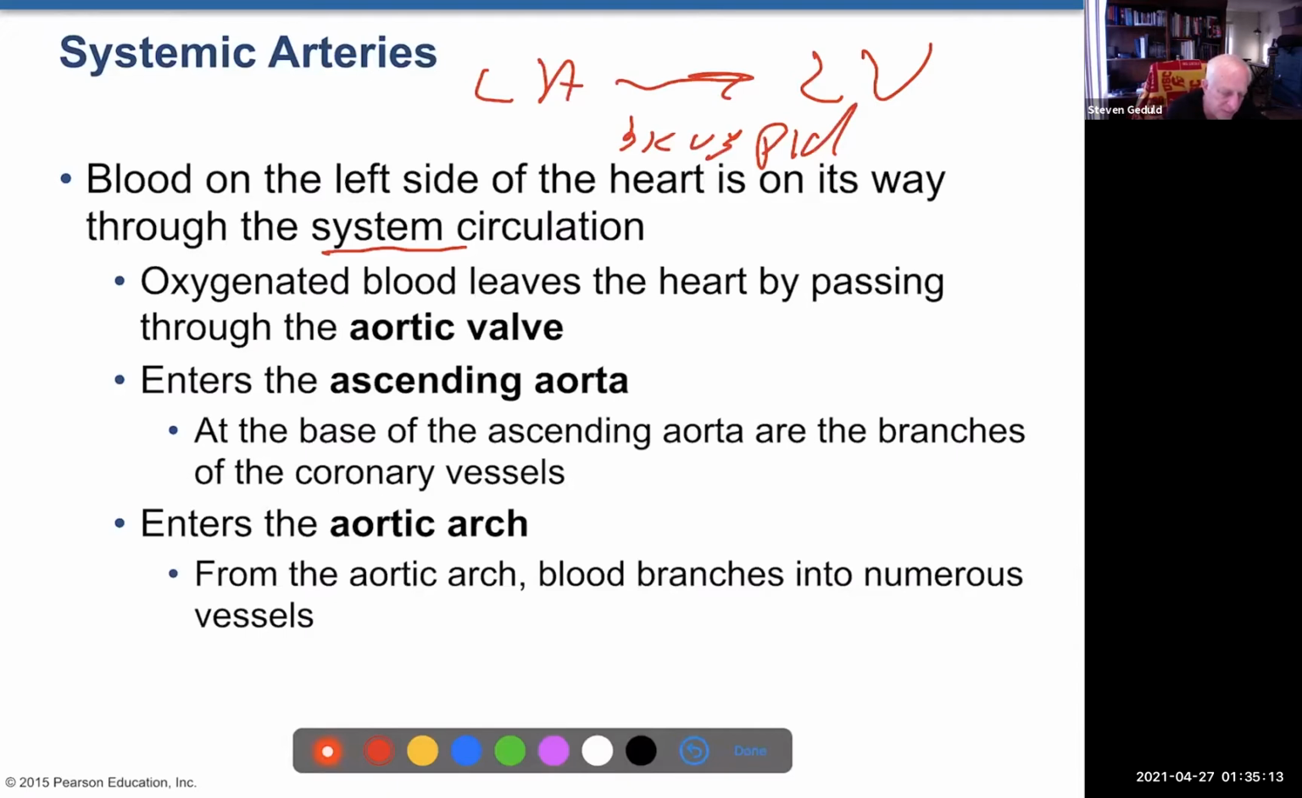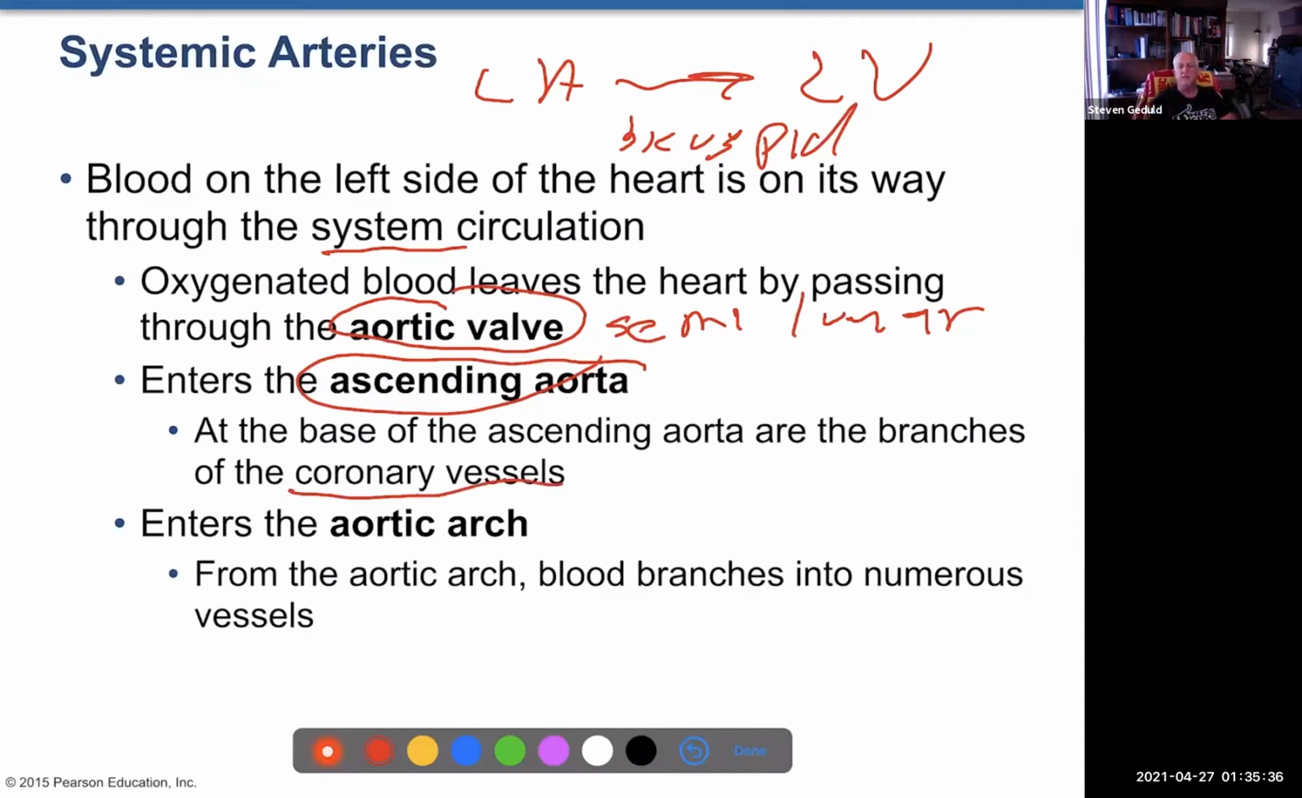The left ventricle pumps, and it goes through the semilunar valve, which is the aortic valve. Again, the aortic valve is a semilunar valve, just like the pulmonary valve. It goes through the left ventricle, through the semilunar valve, into the ascending aorta. Okay, at the base of the ascending aorta, the coronary vessels branch off. So the first thing that gets blood coming off the aorta is the heart. The branch is right at the coronary vessel before the aortic arch.